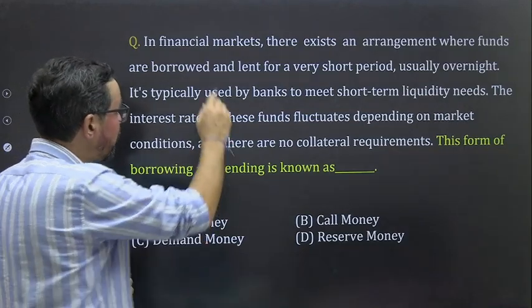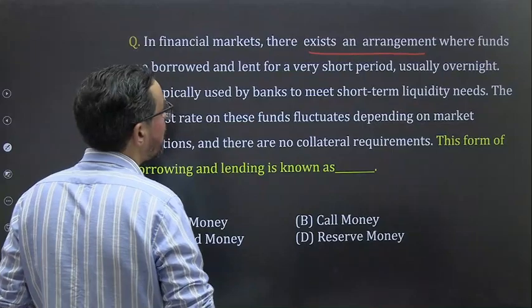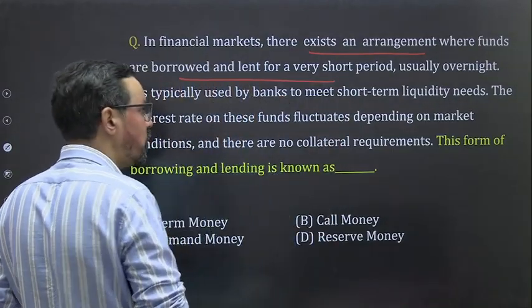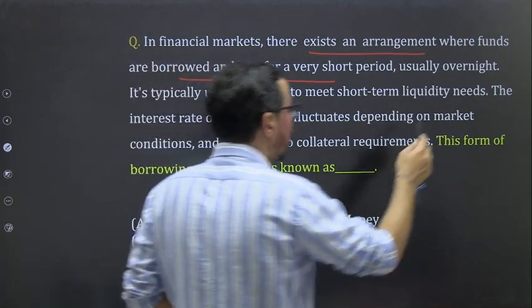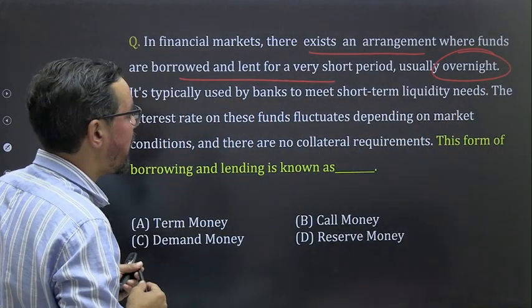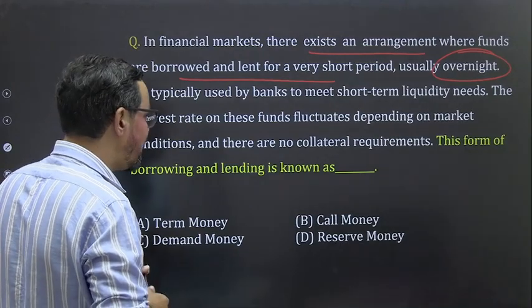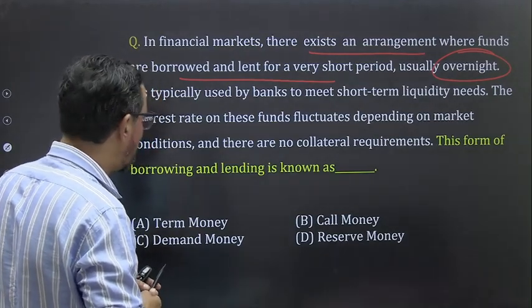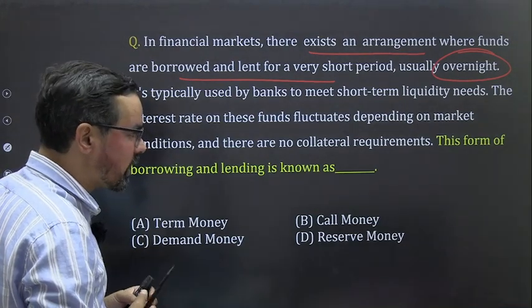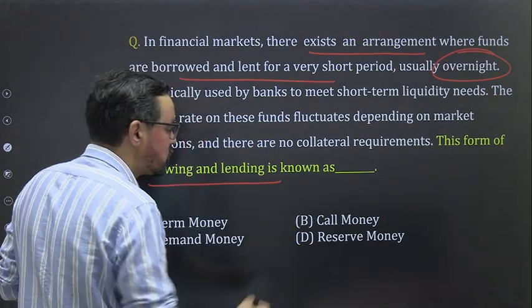Next one. In the financial market, there exists an arrangement where funds are borrowed and lent for a very short period. Usually it is an overnight period. Overnight means 24 hours. It is typically used by banks to meet short-term liquidity needs. The interest rate on these funds fluctuates depending on market conditions, and there is no collateral requirement. This form of borrowing and lending is called call money.